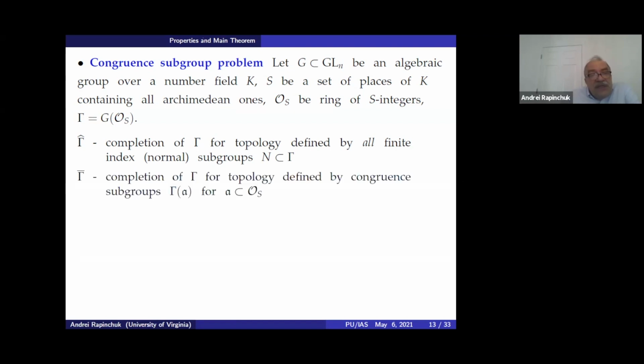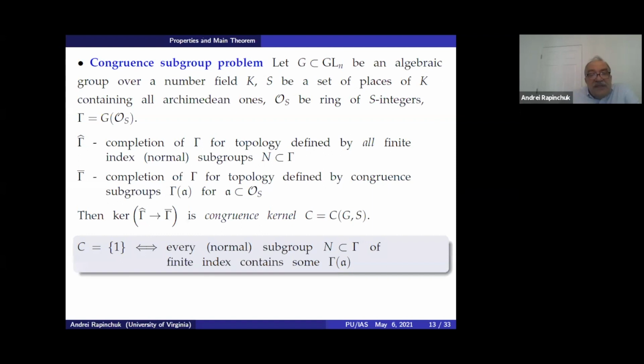On the other hand, we can consider the completion of gamma for the topology defined only by congruence subgroups. Namely, for every non-zero ideal A of the ring, we can look at the kernel of the reduction map mod A. That's what the congruence subgroup is. And in the number theoretic situation, of course, the quotient O by A is finite, so gamma of A is actually a subgroup of finite index. And so we complete gamma with respect to this family of subgroups. Of course, the profinite topology is, at least a priori, stronger than the congruence topology. So this gives us the map from gamma hat to gamma bar. And the kernel of this map is called the congruence kernel.